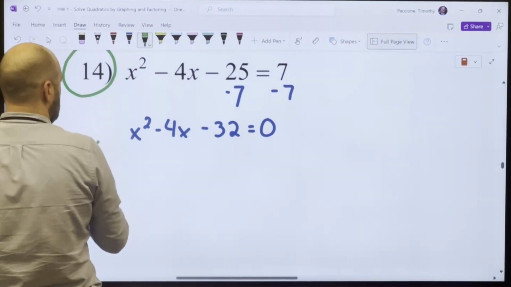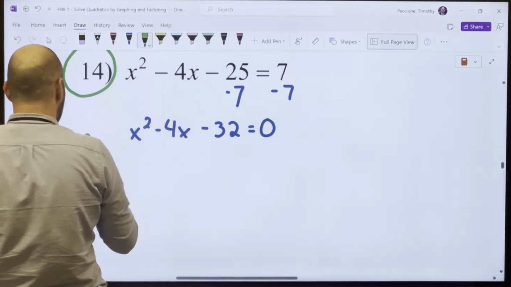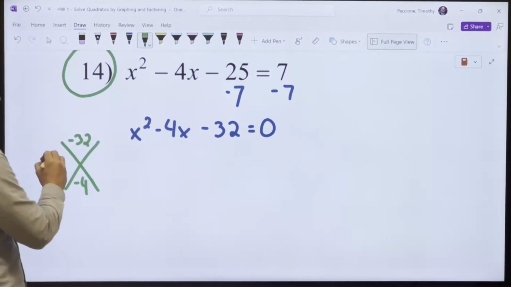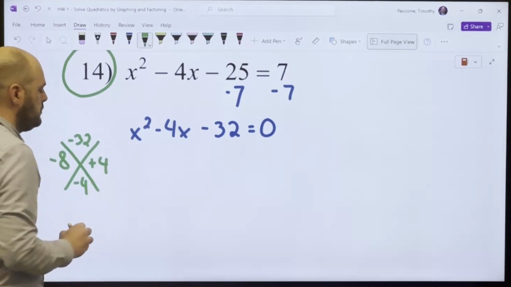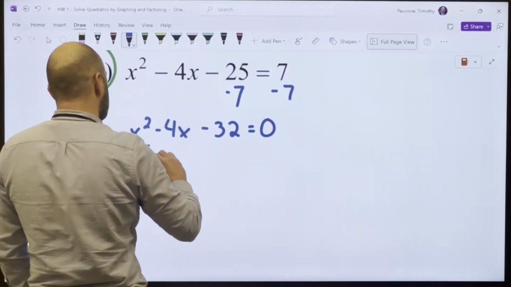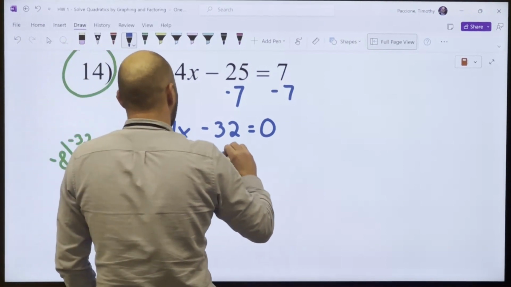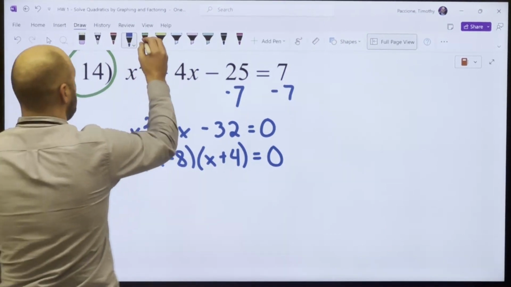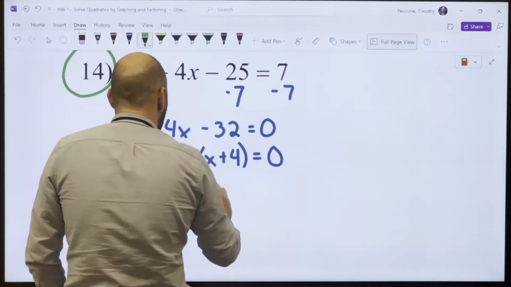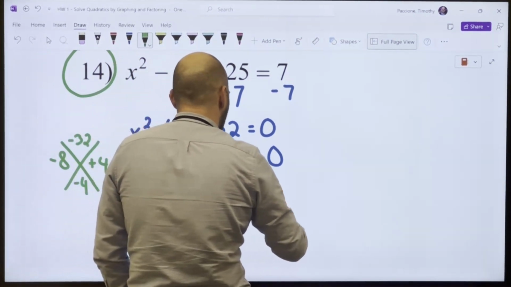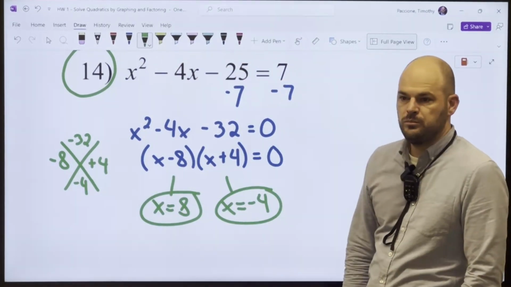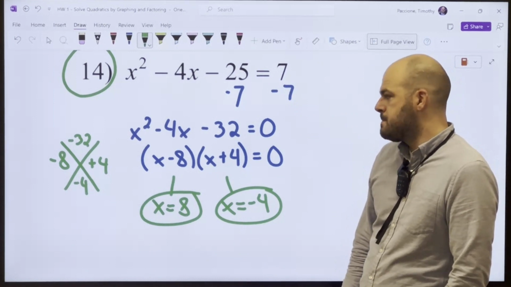I can find my answer, right? So minus 32 on the top and minus 4 on the bottom. Two numbers that multiply to give me negative 32 and add to give me negative 4. It's negative 8 and positive 4. Okay? So this becomes x minus 8, x plus 4 equals 0, right? Now I just say, okay, what would make that true? X equals 8, and again, I'm skipping a little here. X equals negative 4. These are the two things that would make that true. If it was 8 minus 8 or negative 4 plus 4. Okay? Does that make sense?